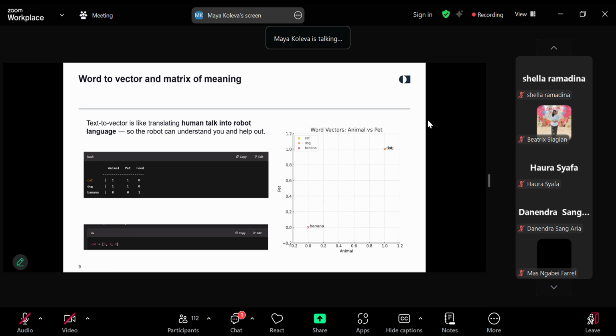helps computers learn that the cat and dog are kind of similar because their numbers look alike, but banana is different. And the computer uses this kind of vector to do smart stuff like find similar words or answer questions. And now, of course, this is a super simplified example, but imagine that this is a multidimensional system where you add more and more meanings, more and more concepts to describe words.